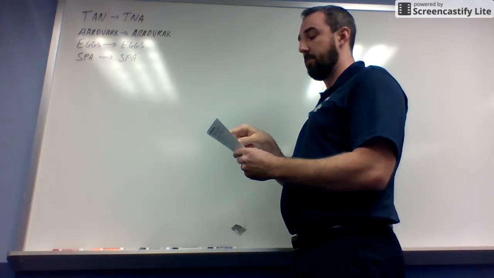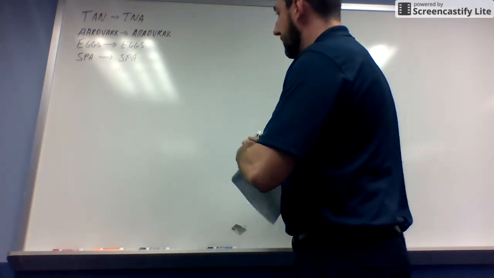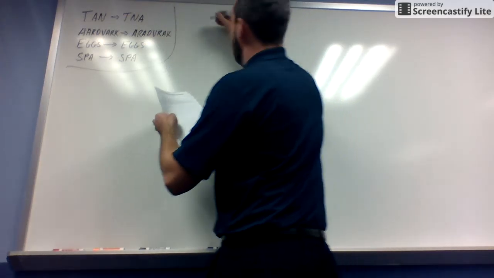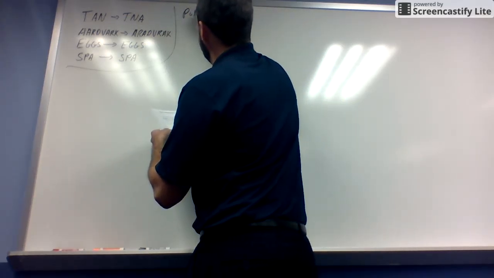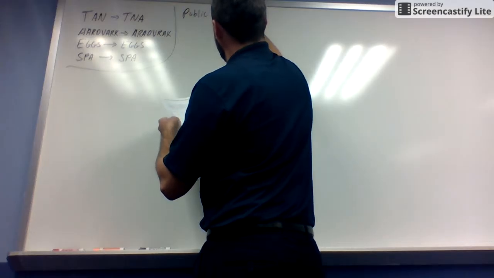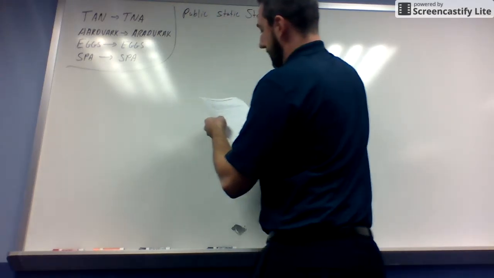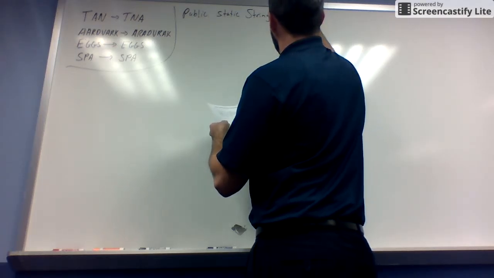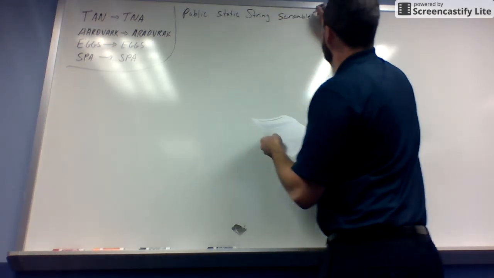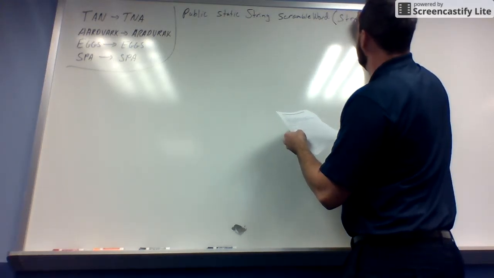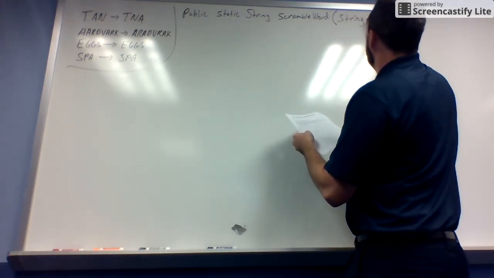It says, scrambles a given word. Well, actually, let's do this first. It sets us up with a public static string called scramble word. Scramble word takes as a parameter another string called word.